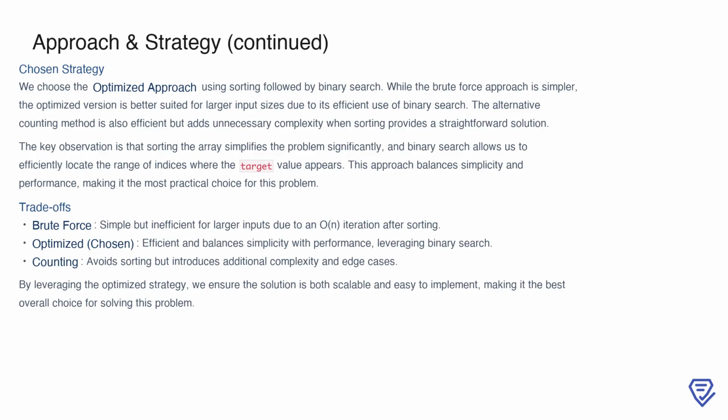Sorting the array helps simplify the problem, and binary search allows us to efficiently locate the range of indices where the target appears. This method is both scalable and relatively easy to implement, making it the most practical and balanced choice for this problem. By leveraging this strategy, we ensure the solution is robust and efficient, while minimizing unnecessary complexity.